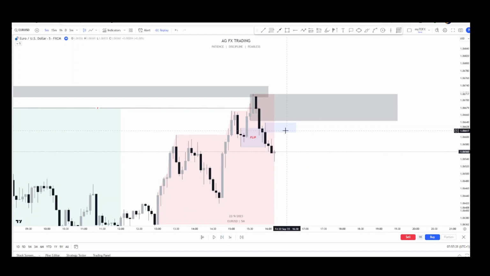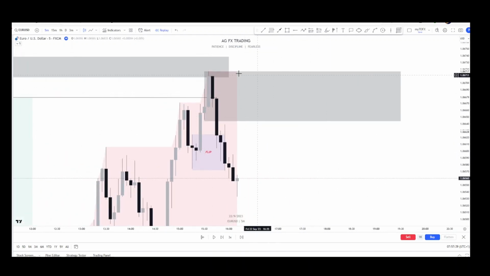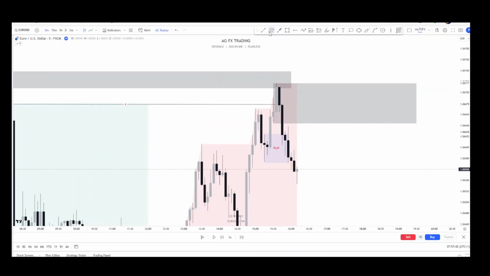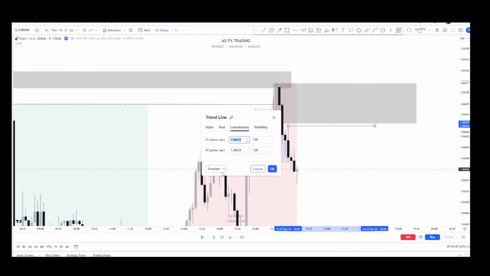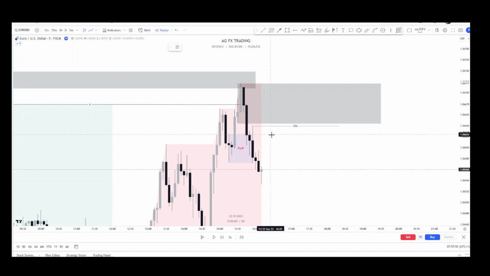So when I didn't get this reaction, I was like, okay, leave this. Then I was like, okay, we have this unmitigated 15 minutes here. So I was waiting for price to take out this as my engineered liquidity. Because if you look at this here, this is my inducement.